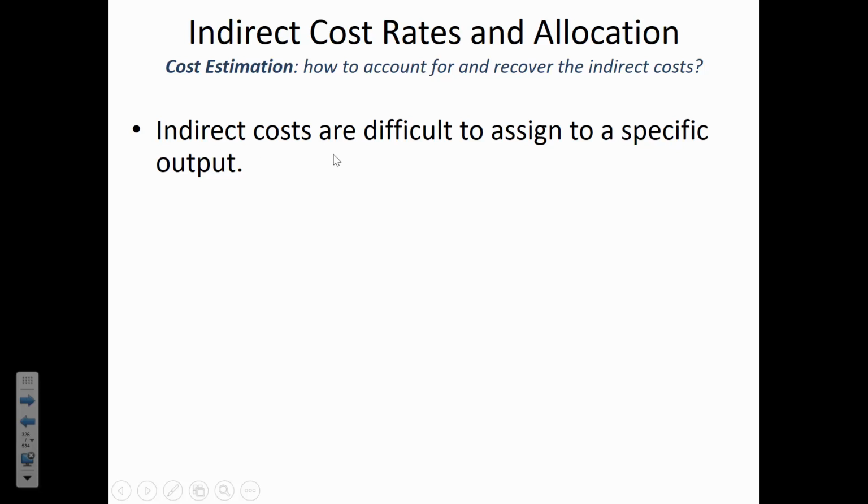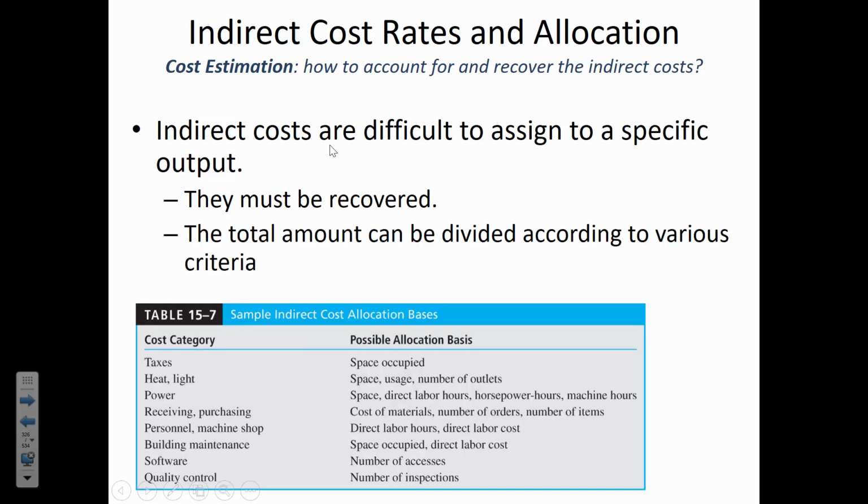And it's difficult to assign indirect costs to a specific output, but our book in chapter 15 has this table of suggestions. It's suggesting that, for example, if you are trying to recover the cost of taxes, say property taxes, one way to recover those costs would be on the basis of the space that's occupied for certain types of equipment. So if your business is making several different items, then how much space is occupied by the machine to produce each item is how you could figure out who pays which taxes.